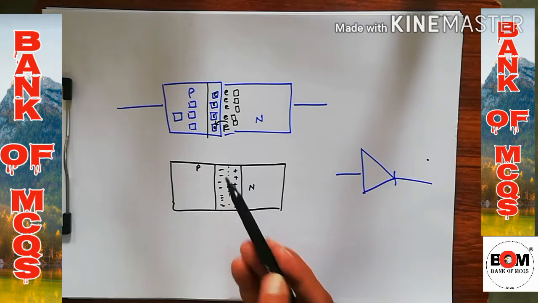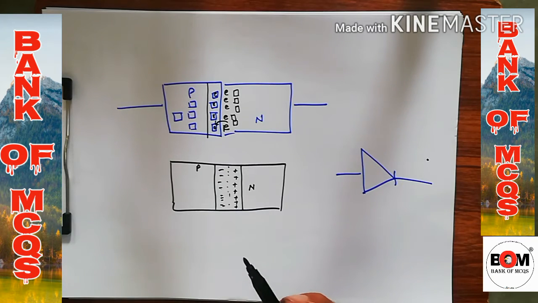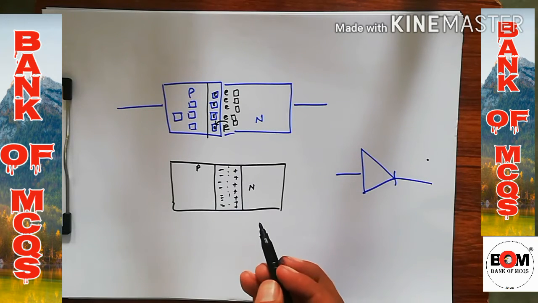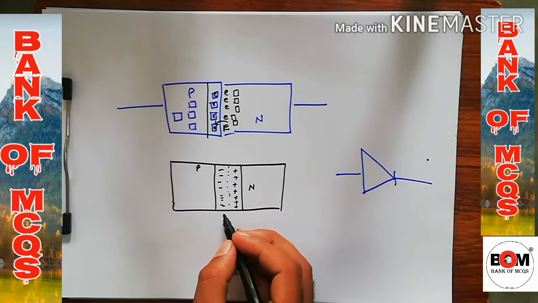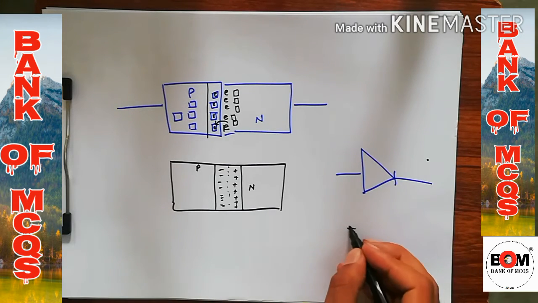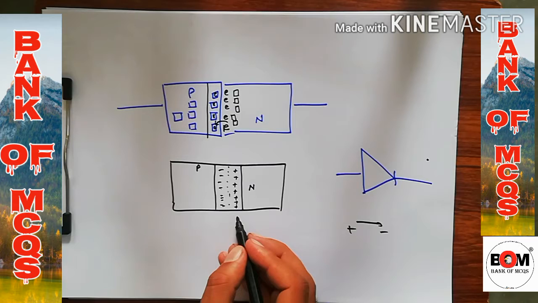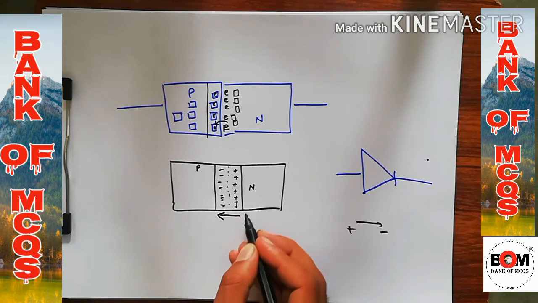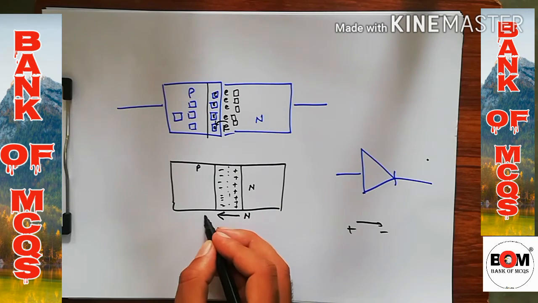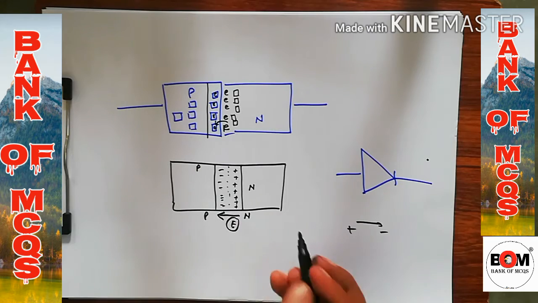If electron had moved from this to this, here positive will form and then here we will get negative ion. So now an electric field will be created. This ion creates an electric field directed from N to P. The electric field is from positive to negative, so in this case we can say that it is from N to P. Electric field is from N to P.